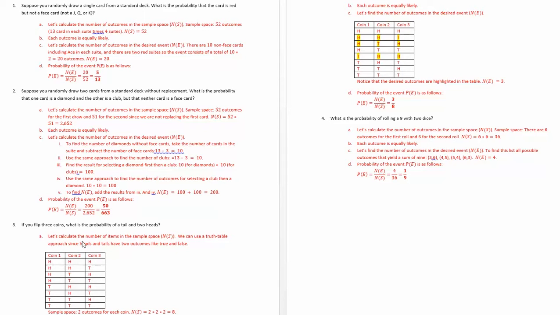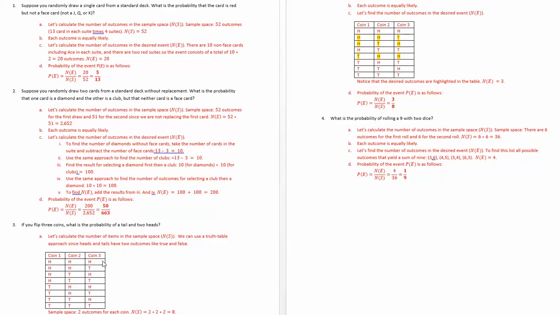The first step, let's calculate the number of items in the sample space. And we can use a truth table to do that, or at least that kind of approach. You can use a tree diagram, whatever you want to use. But for the first coin, second coin, and third coin, we could have all heads. We could have 2 heads and a tail, then a head, a tail, head, etc., all the way down until we end up with all tails.